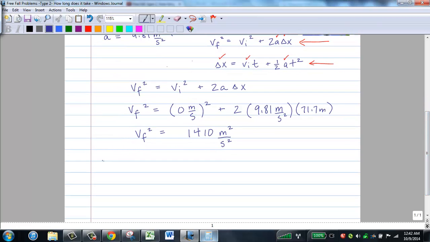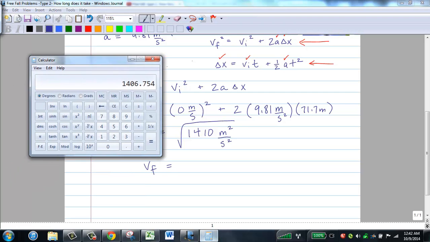This is not the answer. This is equal to VF squared, and I was asked how fast are they going, so I want just the final velocity, not the final velocity squared. So now I'm going to take the square root of both sides to get VF. So I'm not going to clear out this number 1406.754 from my calculator and then retype it in as 1410. I'm just going to leave it in my calculator and do my rounding at the end. So I want to have the square root of this number.